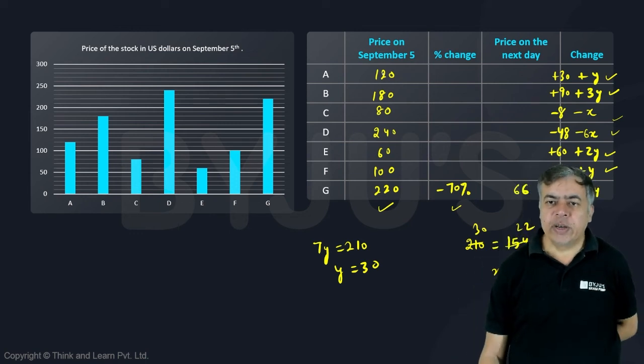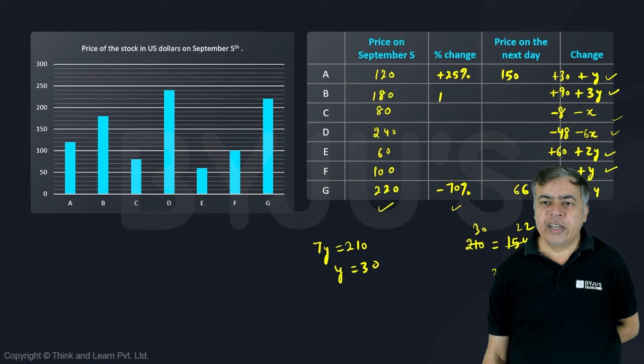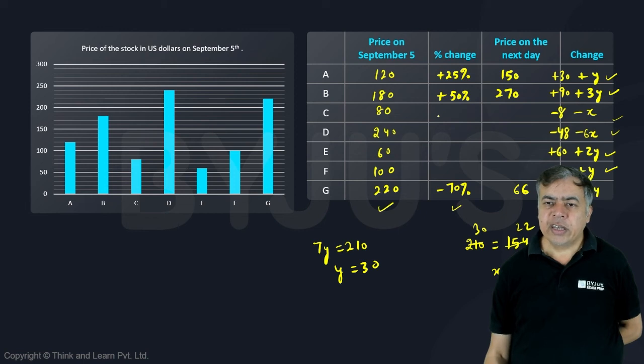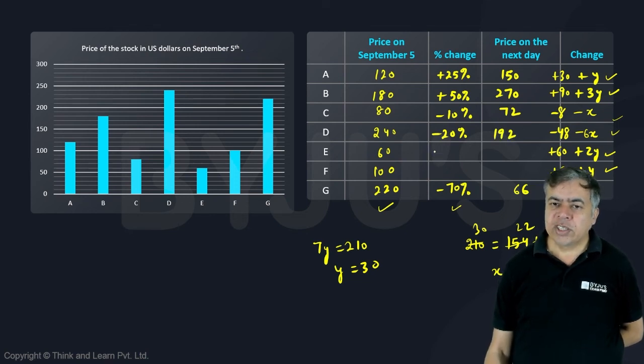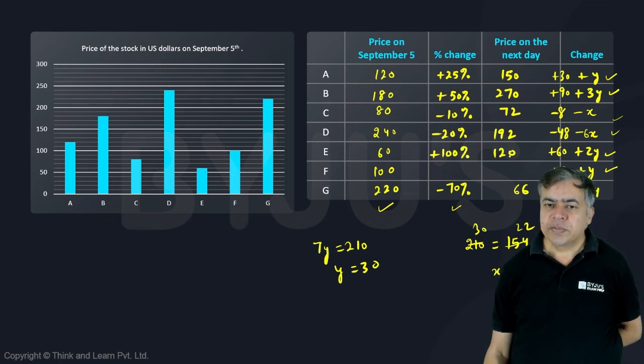And now if 120 was the original value, plus 30, it becomes 150, and 30 is 25% of 120. 180, 90 is 50%, and it will become 270, an increase. 80, 8 is 10%, a 10% decrease, and it will become 72 here. 240, 48 is 20%, so it will become 192 here. 60, 60 is 100%, so it is a 100% increase, and it will become 120. 100, so 30 increase, 30% is the increase, and it will become 130.